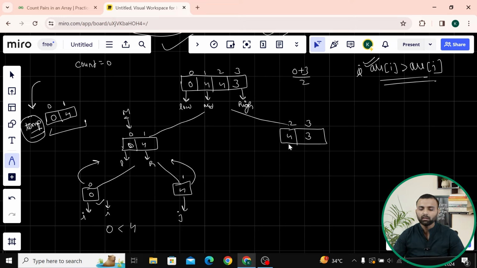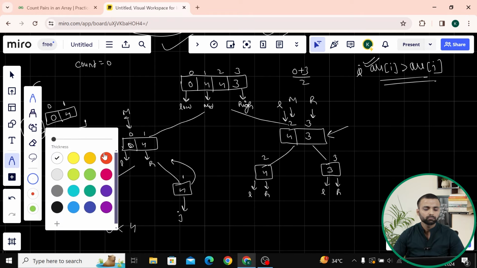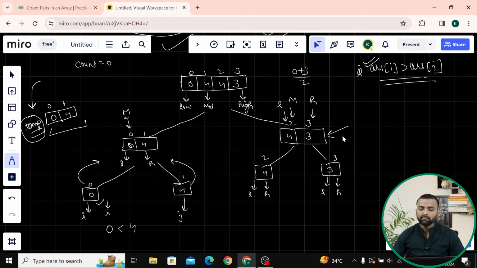Let's solve the right part. In this case, again my low is pointing to this, my high is pointing to this, and my mid is this. So I divide that array into two halves. This is 4 and this is 3. Again, low is pointing to this and high is pointing to this. This is a stopping case. Let me change the color. Again, I divide this array.